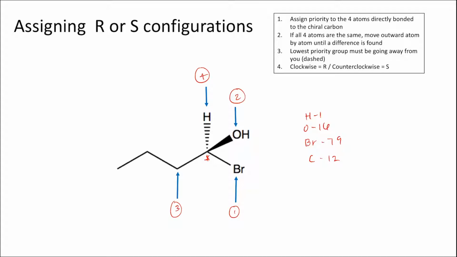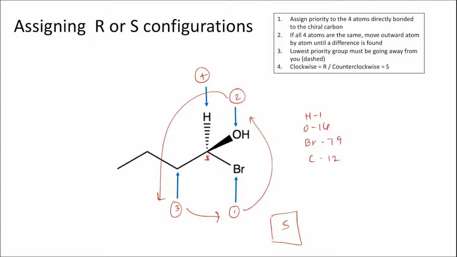When assigning R and S configurations, the lowest priority group, in our case the hydrogen, must be going back, which is indicated by the dash. After looking at the lowest priority group, draw arrows between 1, 2, and 3, and look at the rotation. If it is clockwise, it is R. If it is counterclockwise, it is S. For this compound, the rotation is counterclockwise, indicating this chiral carbon has S stereochemistry.